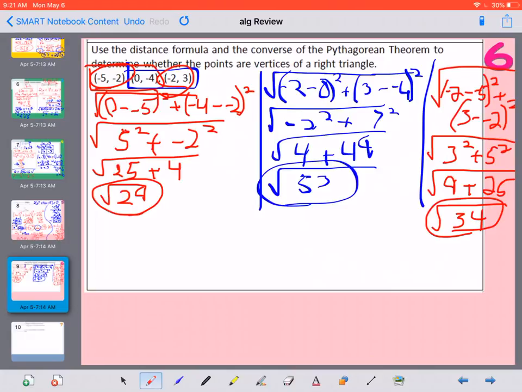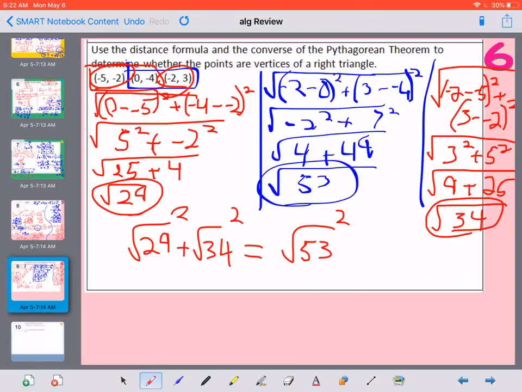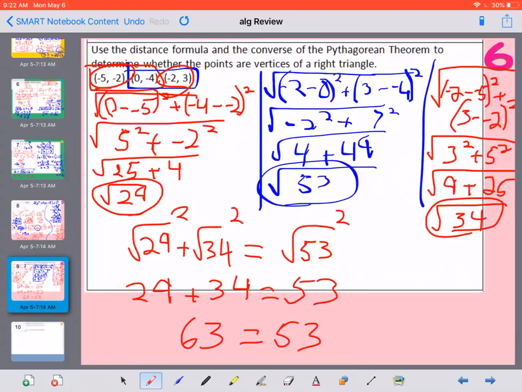Now if I put this into my Pythagorean theorem, the highest one I have is the square root of 53, so that's my C. Then I have the square root of 29 plus the square root of 34, all squared. So if I square them, they cancel out, and I get 29 plus 34 equals 53. 29 plus 34 gives us 63 equals 53. Well, that's not true. 63 doesn't equal 53, so this is not a right triangle.